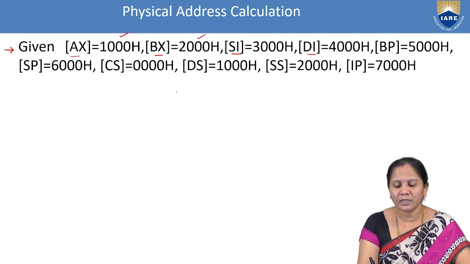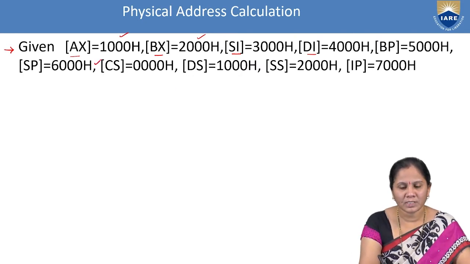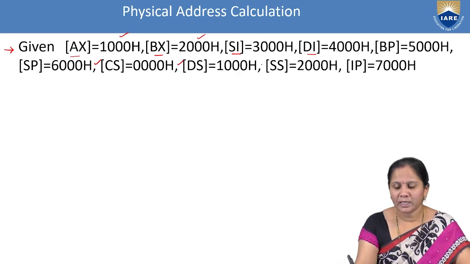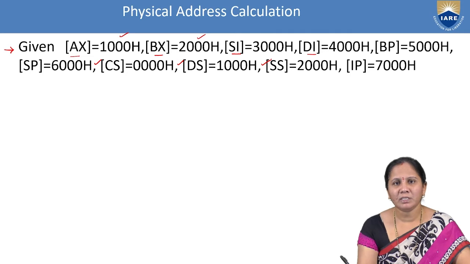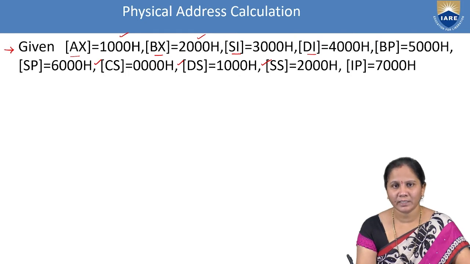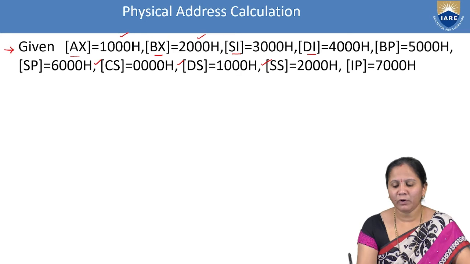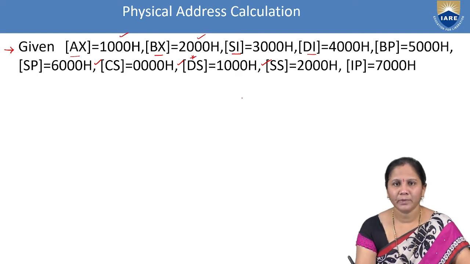Now if we consider here, we have the code segment, data segment, and stack segment. Three segment registers are there. Among these three segment registers, which segment register should be selected to give the segment address? By default, if they are not specifying which segment should be used, you have to consider the data segment to have the segment address.